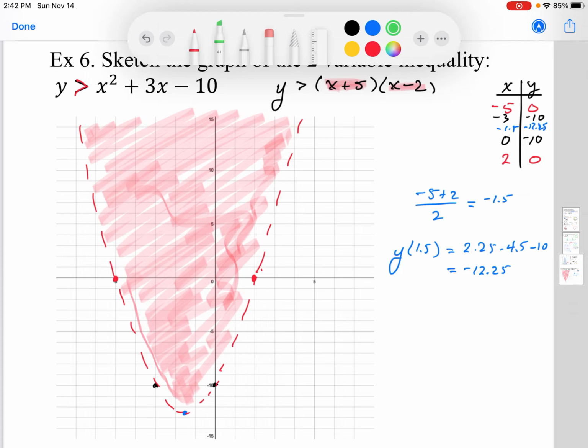I could test a coordinate as well. This is not necessary, but if I'm not sure, I can always double check by testing a coordinate in the inequality. I'm going to test 0, 0, which is the easiest coordinate. I get y is greater than 0 squared plus 3 times 0 minus 10, so 0 is greater than negative 10. That's correct and satisfies the inequality. It is in the solution space.